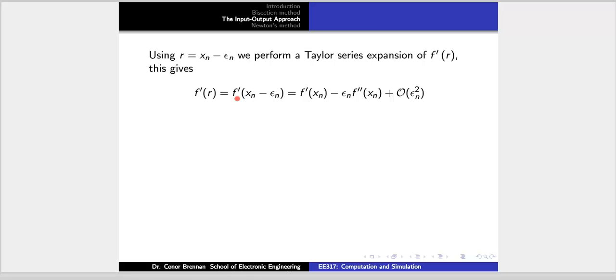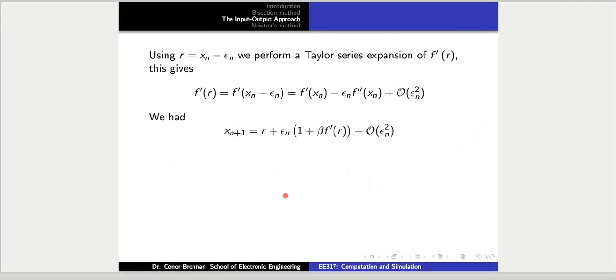This is a function, f dash, evaluated at x n minus epsilon n, and by the rules of the Taylor expansion, we can write that as f dash evaluated at x n, minus this little increment here, epsilon n, times the first derivative of this, which will be f double dash, evaluated at x n, plus a whole bunch of extra terms, an infinite number of extra terms which are pretty small, and we're going to ignore them. They're of order epsilon n squared or smaller. So we'll put them all in this bag and label it order epsilon n squared so we can ignore it.